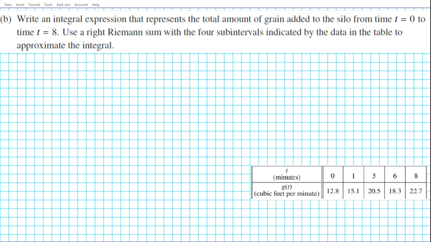Alright, let's take a look at the B part. It reads, write an integral expression that represents the total amount of grain added to the silo from time t equals 0 to time t equals 8. Use a right-Riemann sum with the 4 subintervals indicated by the data in the table to approximate the integral.